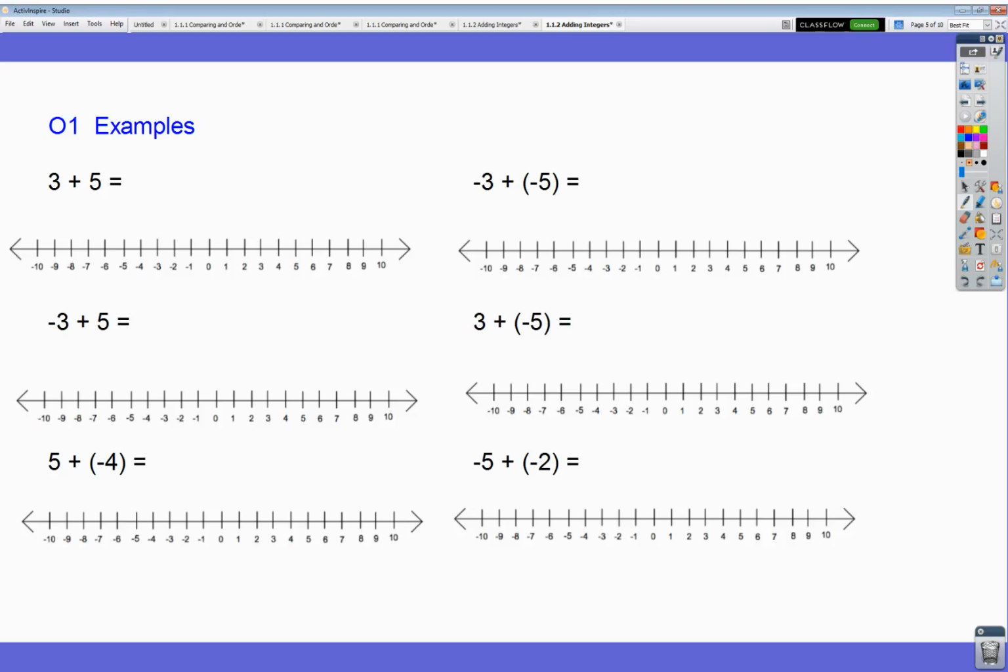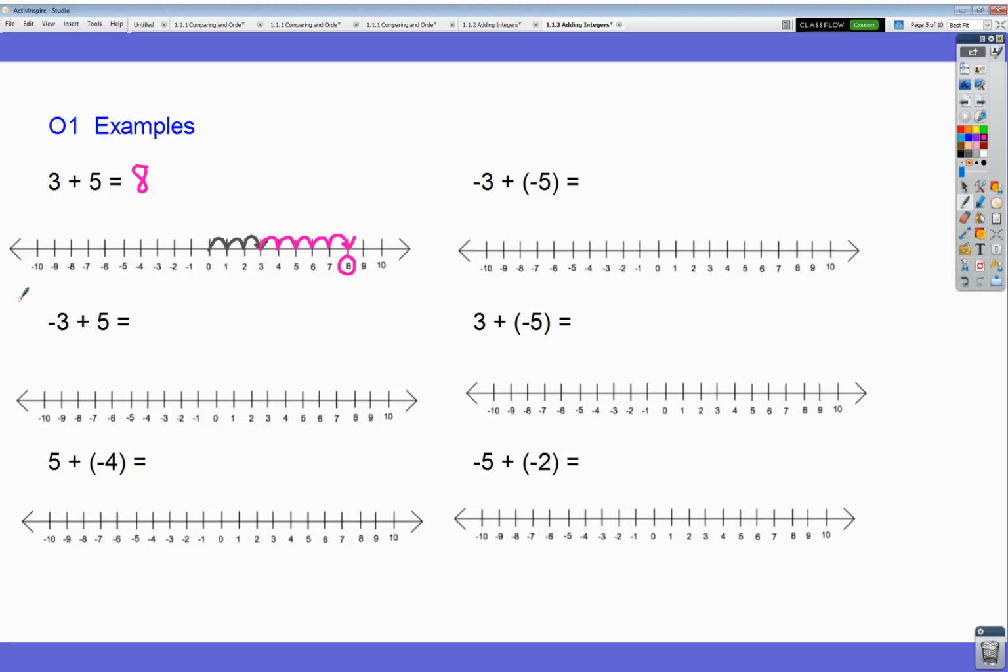The first example is just two positive numbers. If you used a number line in elementary school, this should look familiar to you. So, step 1, start at 0. Step 2, move the distance of the first number. The first number is +3, so we're going to move 3 units to the right. Step 3, move the distance of the second number. The second number is +5, so we're going to move 5 units to the right. I'm going to use a different color here so you can see the second one. 1, 2, 3, 4, 5 to the right. So 3 plus 5 equals 8.